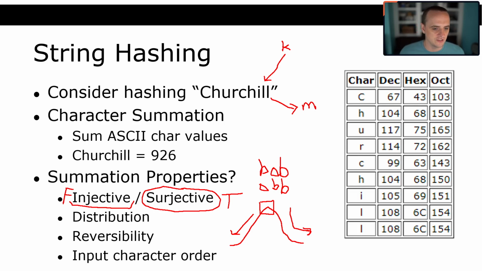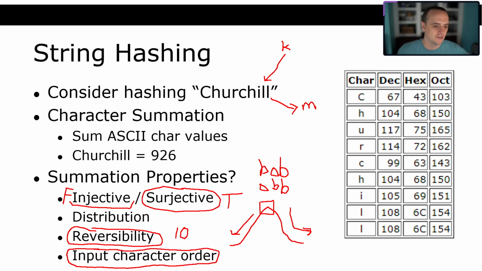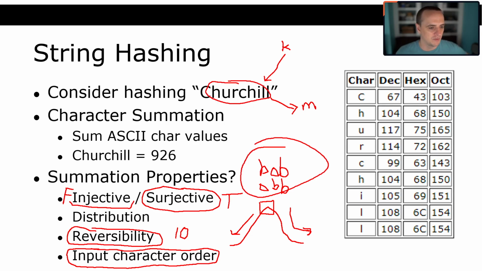So the distribution is not uniform, and it is obviously not reversible. If I gave you the number 10 and said, give me the string that hashed to that, well, what's the 10th letter? A, B, C, D, E, F, G, H, I, J. So it could be a J. It could be 10 A's. It could be DDB. It could be a number of things, so it's not reversible. And the input character order doesn't matter, because we just saw that any anagram of Churchill, any anagram of Bob, any anagram of any word will sum up to the same value.